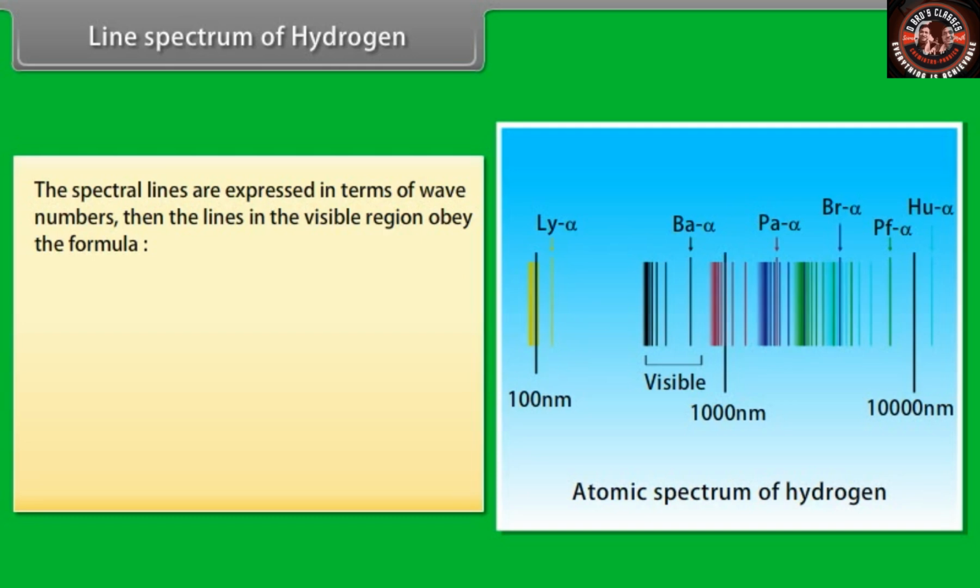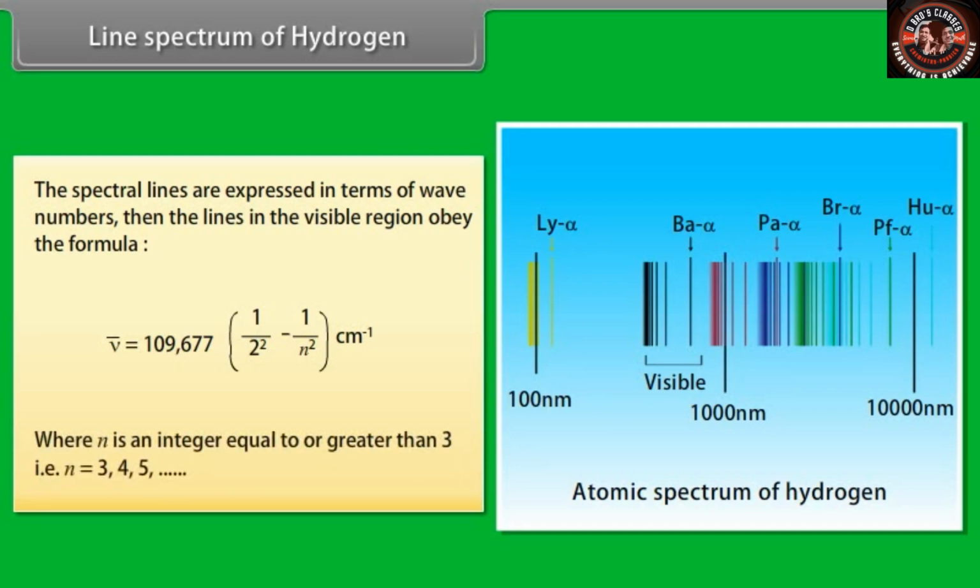Then the lines in the visible region obey the formula. Wave number is equal to 109677 × (1/2² − 1/n²) per centimeter, where n is an integer equal to or greater than 3, that is, n is equal to 3, 4, 5 and so on.